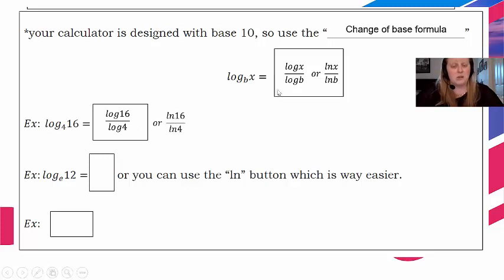Your other option is to use ln x over ln b, or ln 16 over ln 4. It doesn't make a difference, believe it or not, if you use logs or ln's. What you don't want to do is mix and match. You don't want to write log 16 over ln 4. You're either using logs or you're using ln. And if you type that into your calculator, you will get 2.